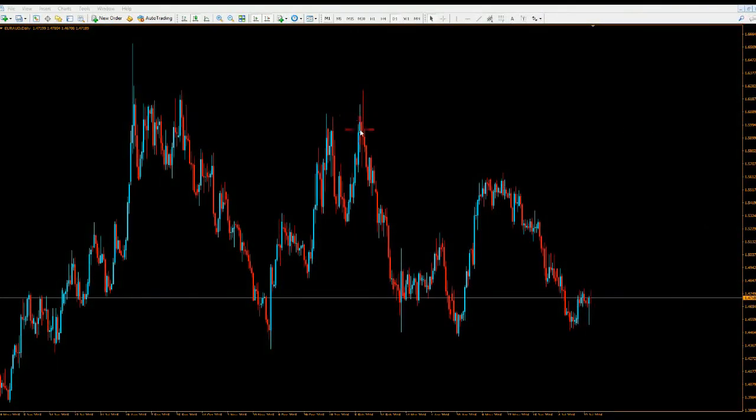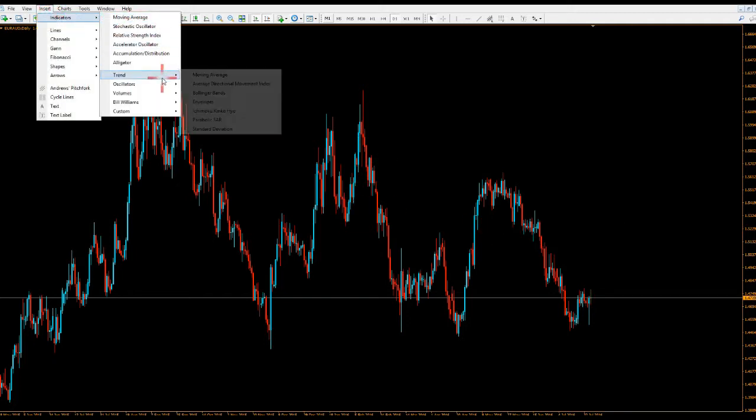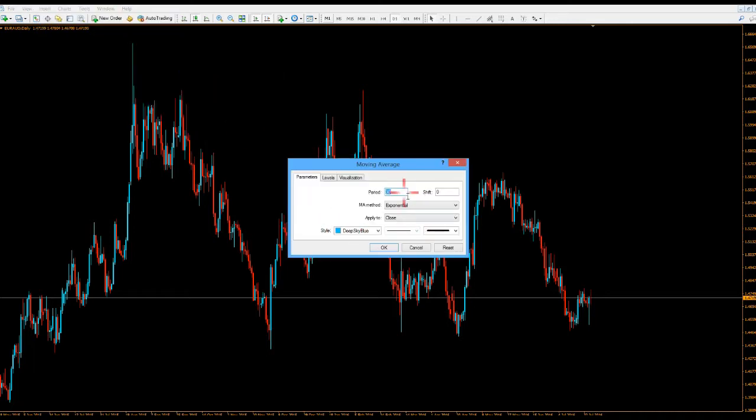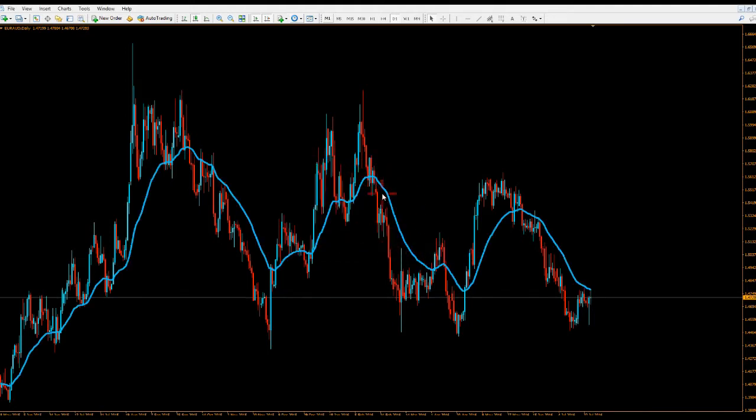Let's set it up. First, I'm going to show you, if you have MetaTrader, you go to Insert, Indicators, Trend, and Moving Average. Period 30, as I said, which means 30 days if you're looking at the daily charts. Choose the exponential method. Choose a color and then press OK. So you can see we have the moving average here. And we want to start on a daily chart, and we want to confirm the trend.